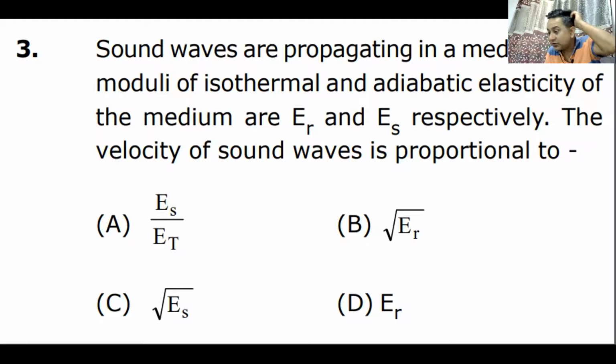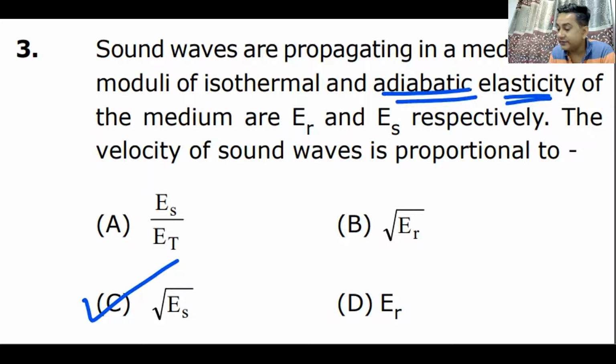ER stands for isothermal, ES stands for adiabatic, and remember I told you it's an adiabatic process. Remember it? Newton thought that it is isothermal and therefore the formula of Newton was incorrect. Laplace came and corrected it to adiabatic. He said that it is an adiabatic process and the formula became correct. Do we remember this? Yes or no?